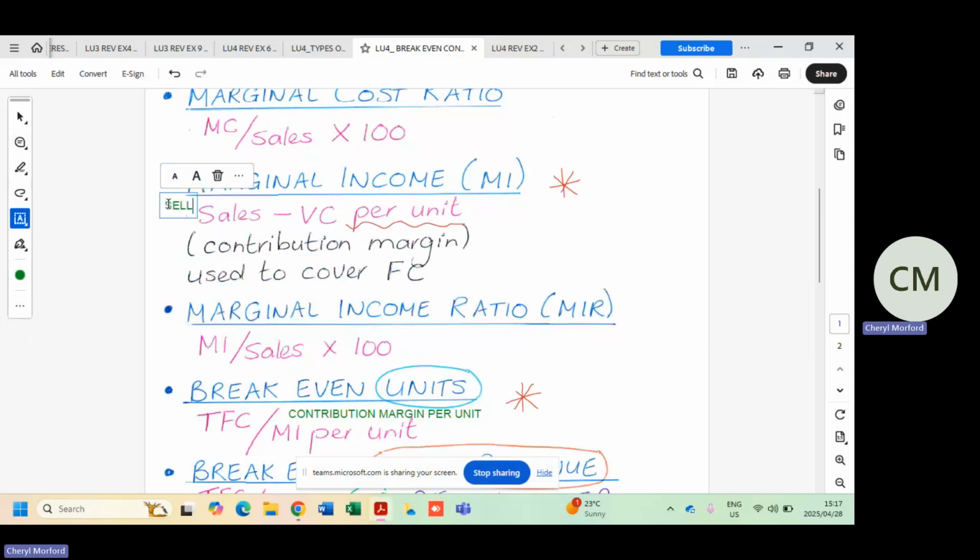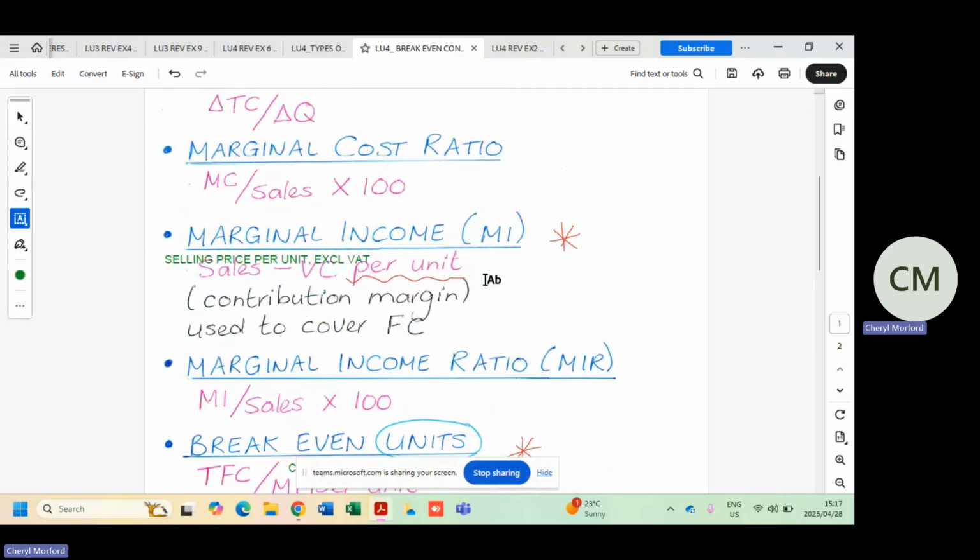Sales is basically just your selling price per unit. And that selling price per unit must be excluding VAT. And as you know, VAT at the moment is still 15%. It is not going up in this fiscal year. Okay. So to calculate your contribution or the marginal income per unit, all you do is you take your selling price and you minus your variable cost per unit.